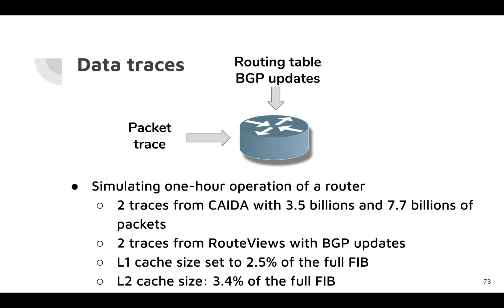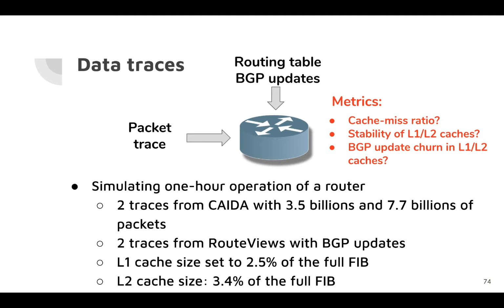We set our caches to only 2.5% of the full FIB for L1 cache and 3.3% of the full FIB for L2 cache. We compared cache miss ratios between CFCA and a pure FIB caching solution, PFCA, stability of L1 and L2 caches, and the BGP update churn. We wanted to evaluate BGP update churn as it might have been affected by the aggregation layer added in CFCA. In addition, we compared how fast the control plane of CFCA can handle BGP updates compared to the optimal and suboptimal FIB aggregation algorithms and a FIB caching solution.